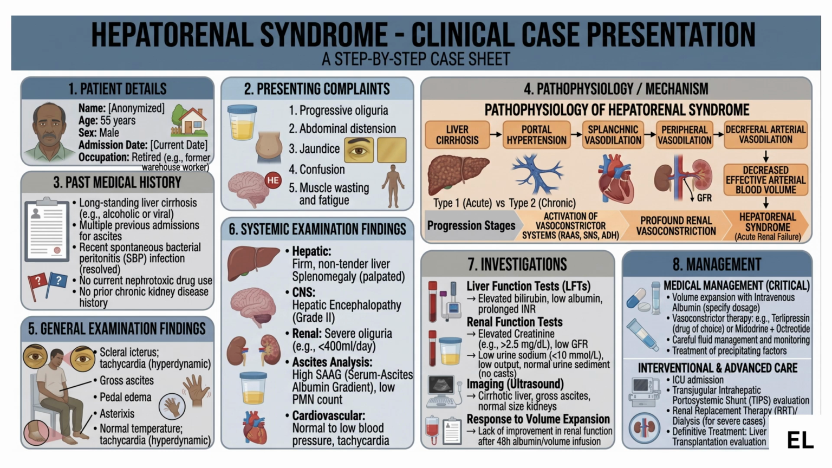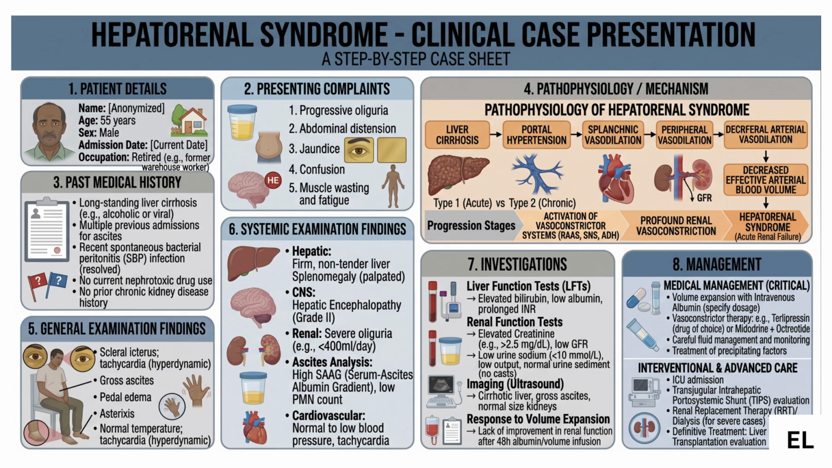Vasoconstrictor therapy is the cornerstone of treatment. Drugs such as Terlipressin are commonly used because they constrict splanchnic vessels, thereby redirecting blood toward systemic circulation and improving renal perfusion. In places where Terlipressin is unavailable, combinations such as midodrine and octreotide may be used.